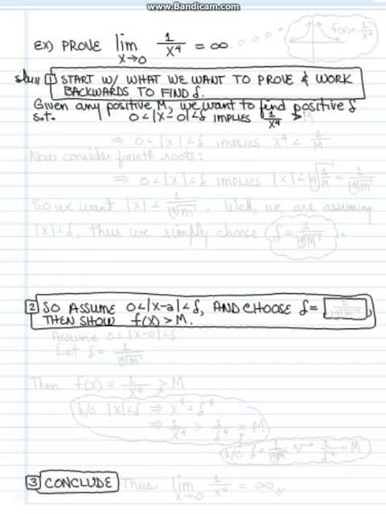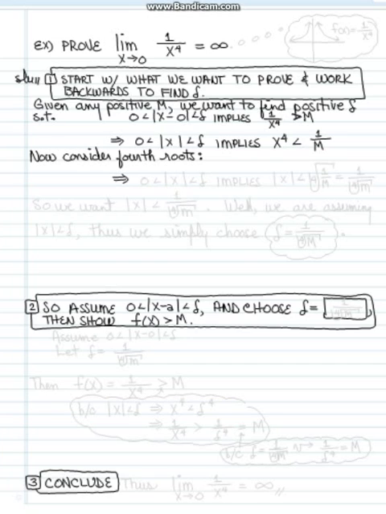Well, if that's what we are going to find, that's the same as 0 less than absolute value of x less than delta implies x to the fourth power is less than 1 over m. You see, I did a cross product: I multiplied both sides by the LCD, which was a positive number, and I turned everything backwards.